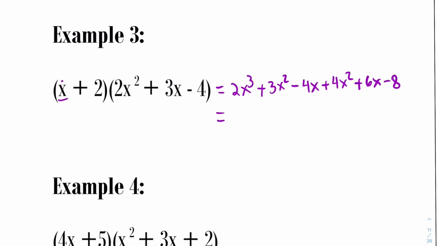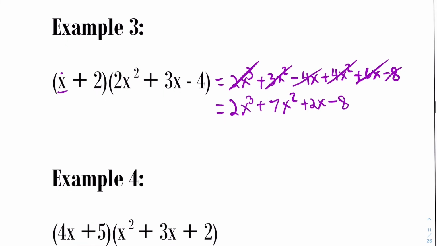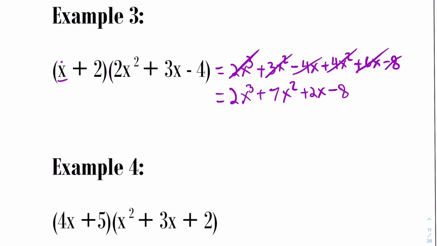Now let's just combine like terms. There is only one part that has an x cubed. We have 3x squared plus 4x squared to make 7x squared. 6x minus 4x makes 2x. And then negative 8 is just on the end. Something I just did right there is I crossed out the numbers as I added them together. So that way I knew which terms I still needed to add together and which I didn't need to add together anymore.